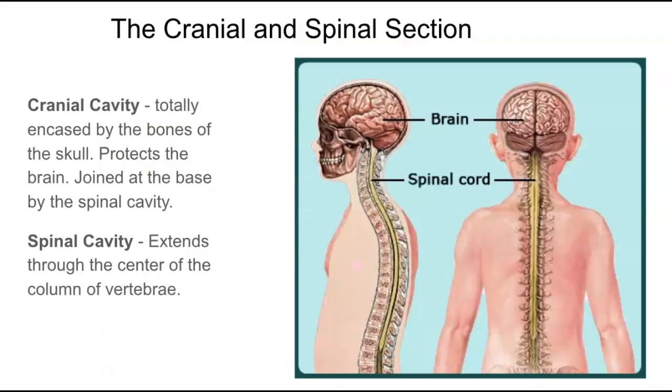The cranial and spinal sections are on the dorsal portion of the body. The cranial cavity is totally encased by the bones of the skull and protects the brain. It's joined at the base by the spinal cavity.